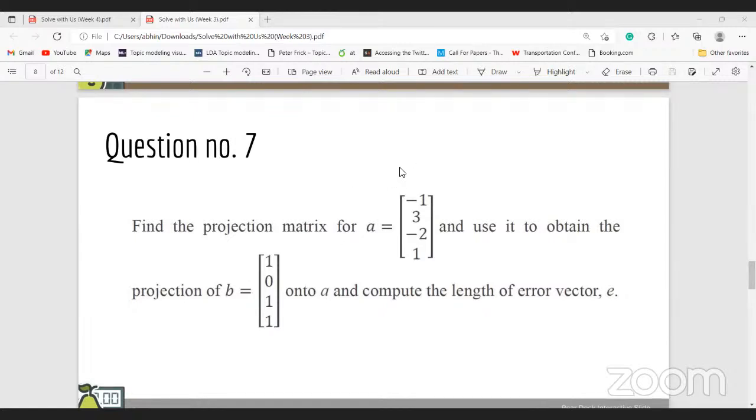Anil Srivastav, can you unmute yourself? Yes, sir. How did you get 1.67? Sir, first of all, I have calculated the projection matrix. For U or V? Projection matrix for A. So what is your A? A is -1, 3, -2, 1. This vector. Acha.